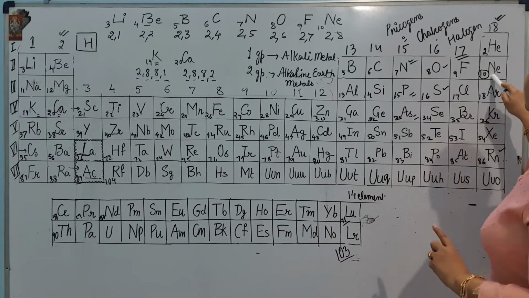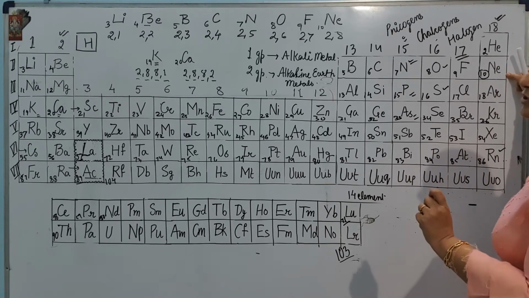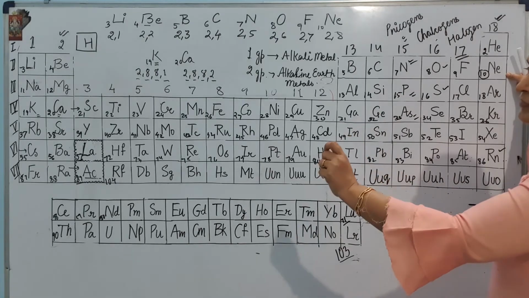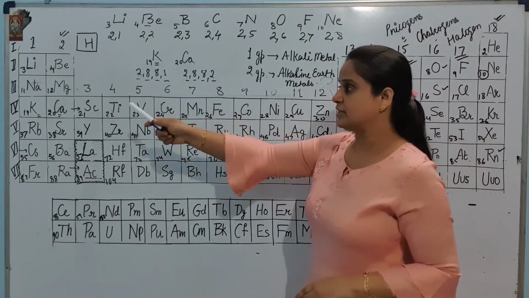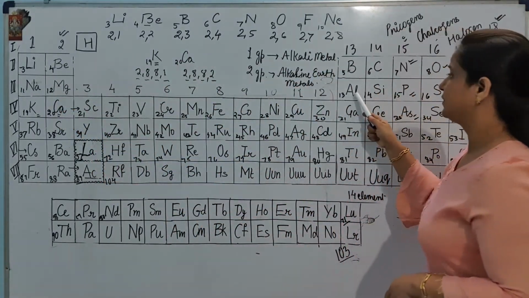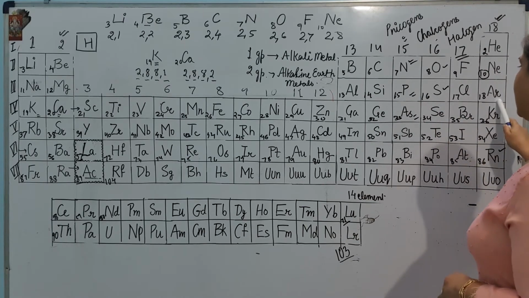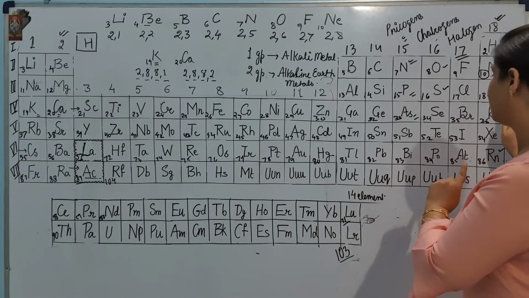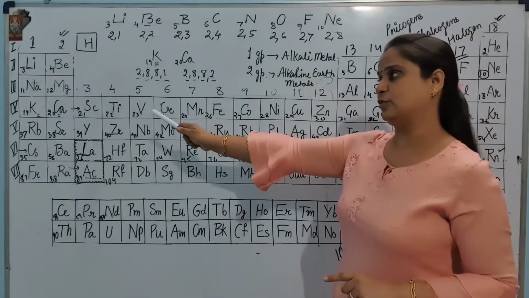Just after the completion of neon, the second period, you have to move to the third period. The third period begins here with sodium, and from sodium and magnesium we move on with aluminium, silicon, phosphorus, sulphur, chlorine and argon. Once this third period is completed, then you have to go for the fourth period.